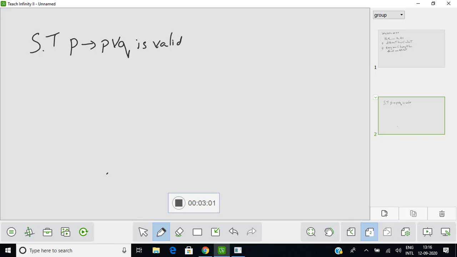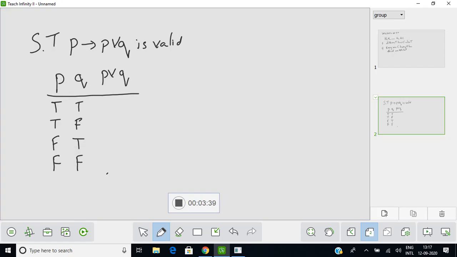So how do we go about this? The first thing we have to do is frame the truth table. That is as usual. We have P, we have Q, and then we have P or Q. There are two variables, so there will be four rows. There will be true, true, then true, false, then false, true, and false, false. P or Q is true if P is true or Q is true. So the first one gives true or true, true. The second is true or false, which is again true. The third is false or true, which is again true. The fourth is false or false, which is false.